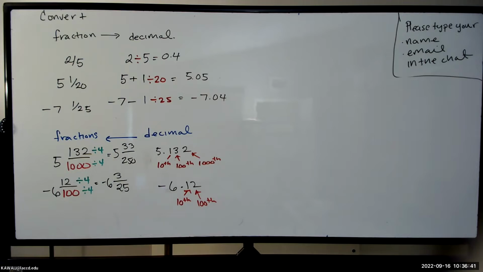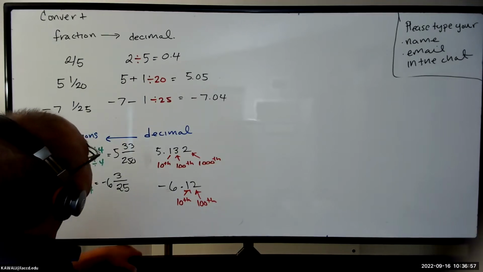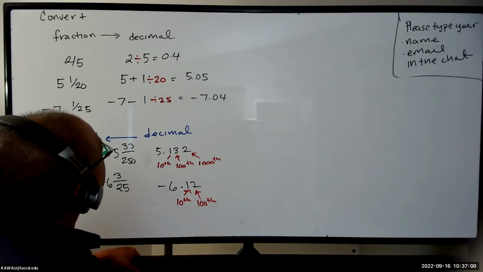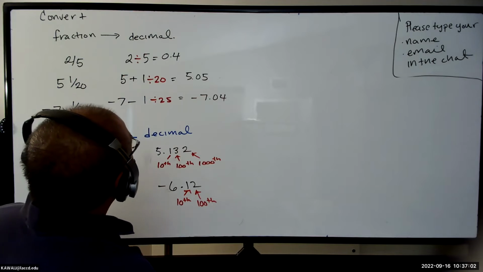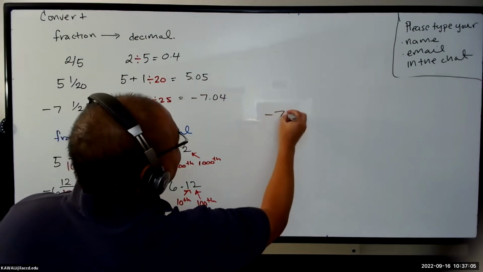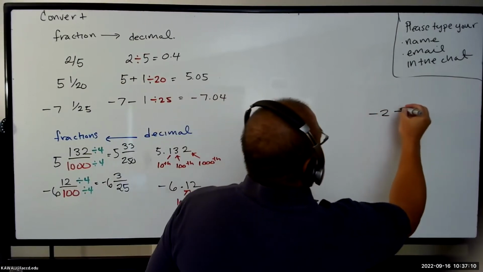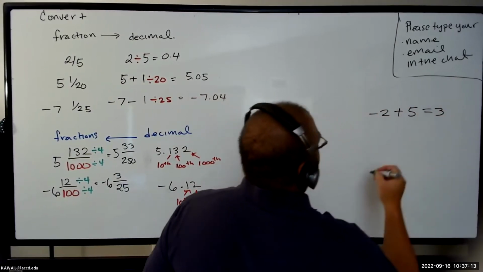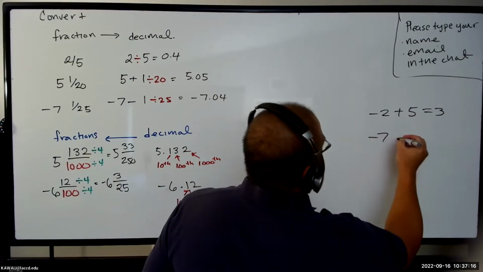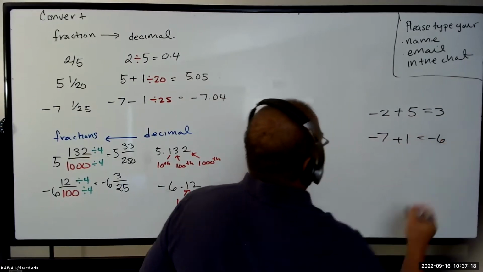This one you use negative 7 1 over 25. This one is negative 7 minus 1 divided by 25. You say, can I do negative 7 plus? No, plus is wrong. Plus is wrong. Because if you go -7 plus 0.0, we remember this, right? Okay. -2 plus 5 is equal to 3. Right? -7 plus 1 is equal to -6.